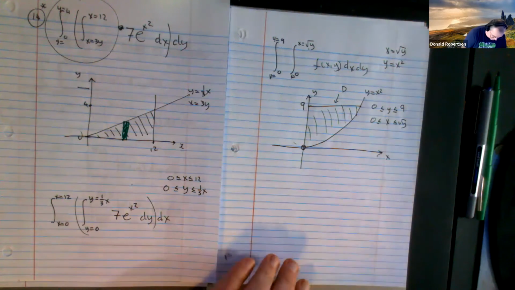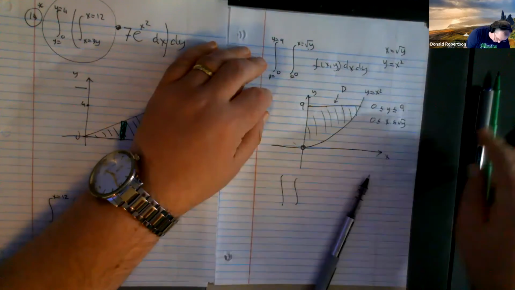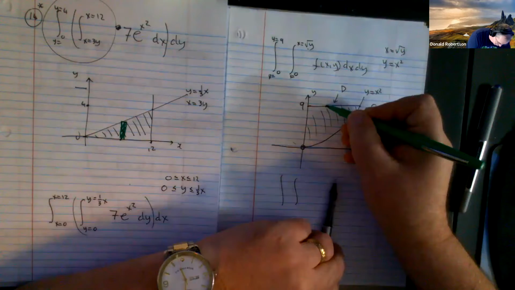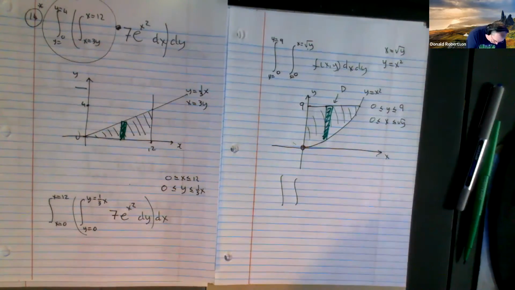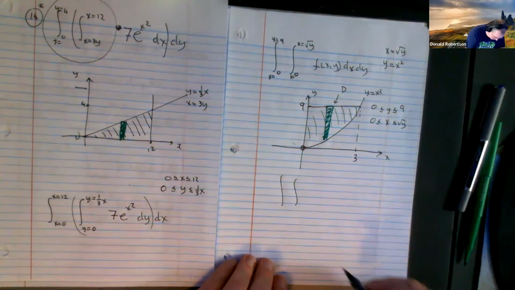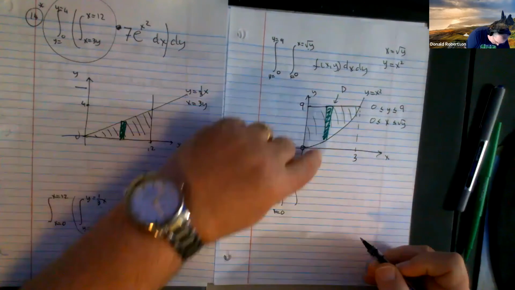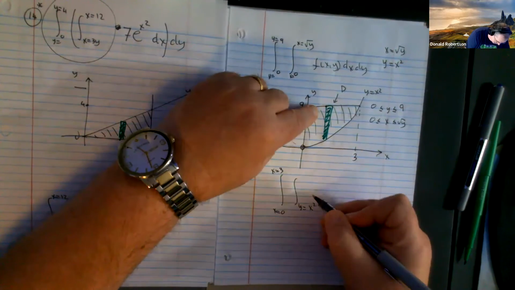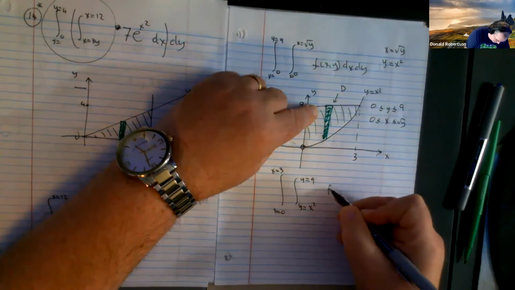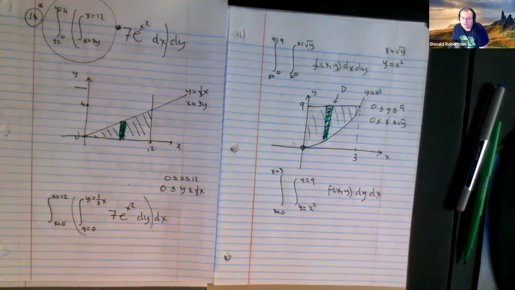So, double integral, let's see what we get. If you now do your scan vertically, that's the new direction, you get x goes from 0 to here, which happens to be 3. And y goes from the curve to there. And so that would be your new orientation.